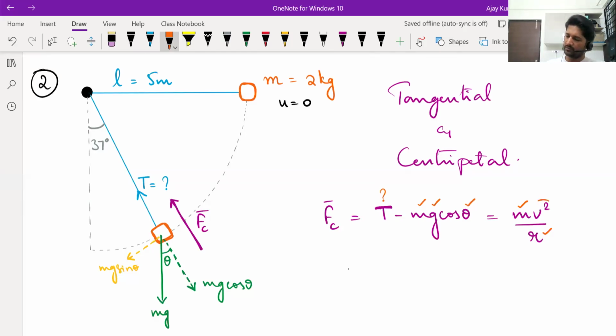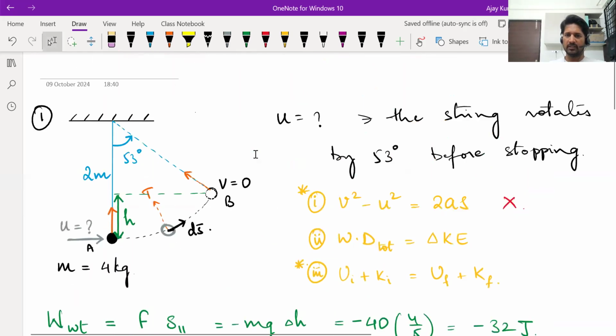You need to calculate the speed of the block at that position. If you do that, you can tell the tension. And how will you calculate speed? You know the initial speed is 0, and you need the speed at this position. An object is moving, we know the speed at one place and we need the speed at another place. You have to think of which of these methods is applicable. There are 3 different ways to calculate speed in such cases.